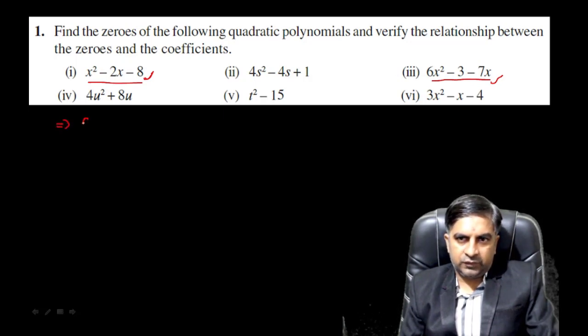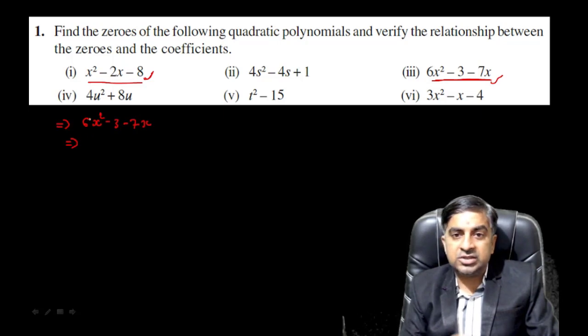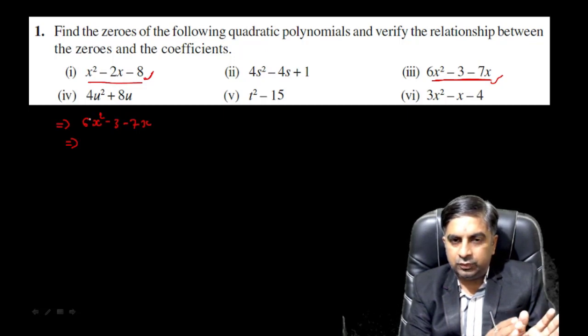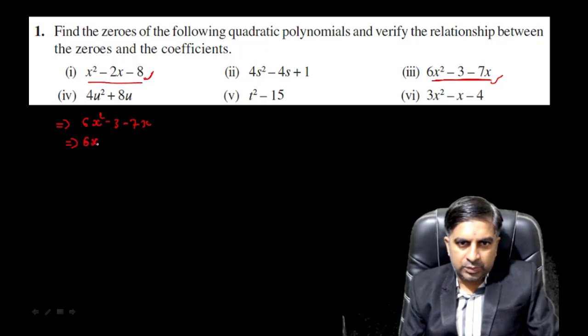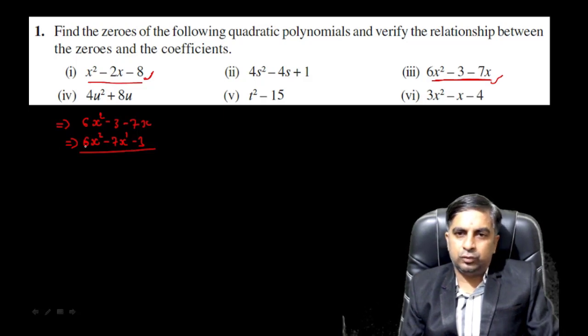Look here, first of all, 6x square minus 3 minus 7x. This is our question. Now keep in mind, guys, always try to write the polynomial in standard form. Standard form means moving from the bigger power or degree towards the smaller degree, like 6x square minus 7x minus 3. So reduce the power to 1 then 0. First arrange it, and then do splitting the middle term.